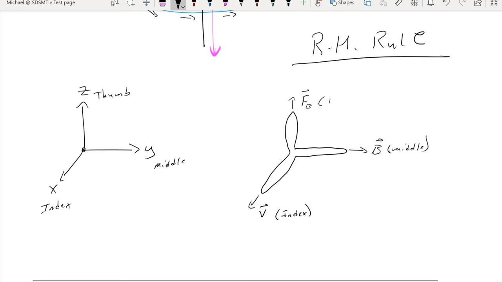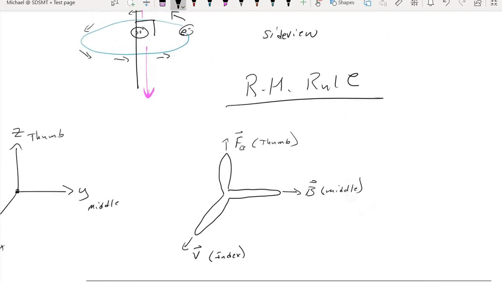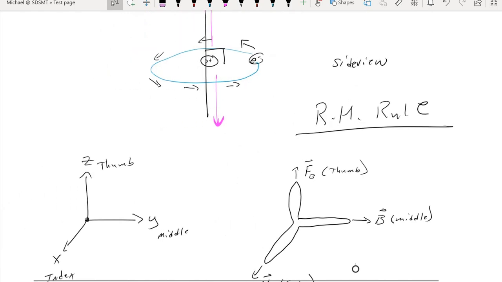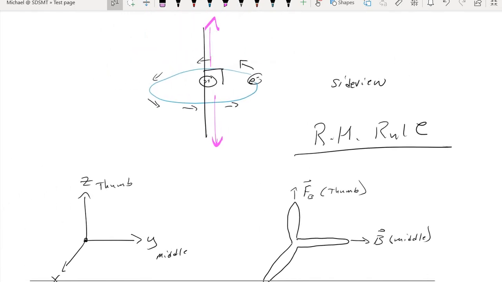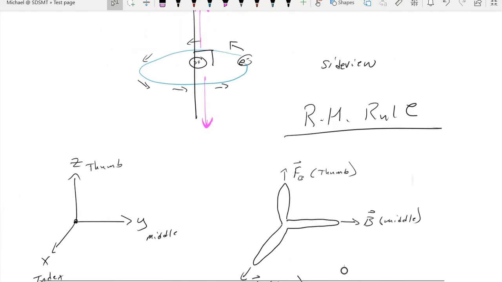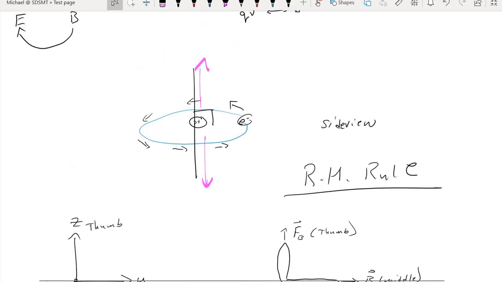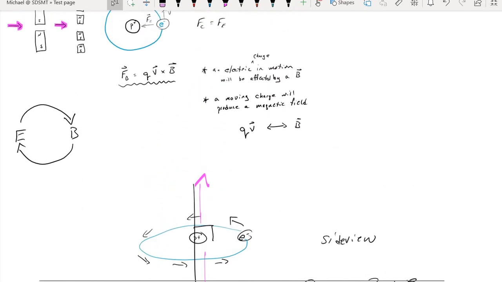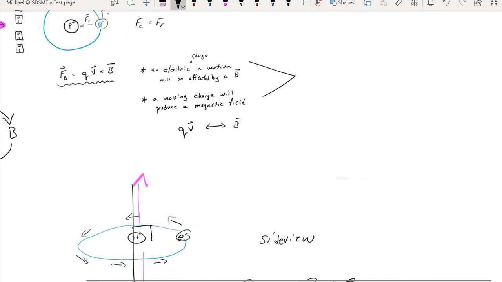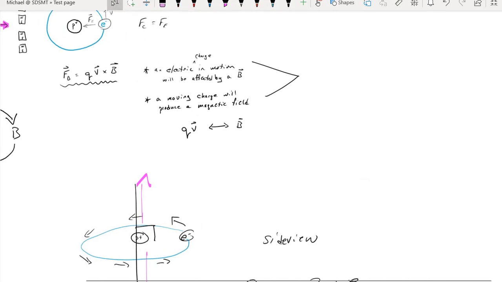And then thumb. Well, now we're moving in a circle. So how do I get this stuff to actually apply to circular motion? And in addition to that, how do I apply that to these two cases? Because we're basically talking about the same thing, but arranged in a different order.